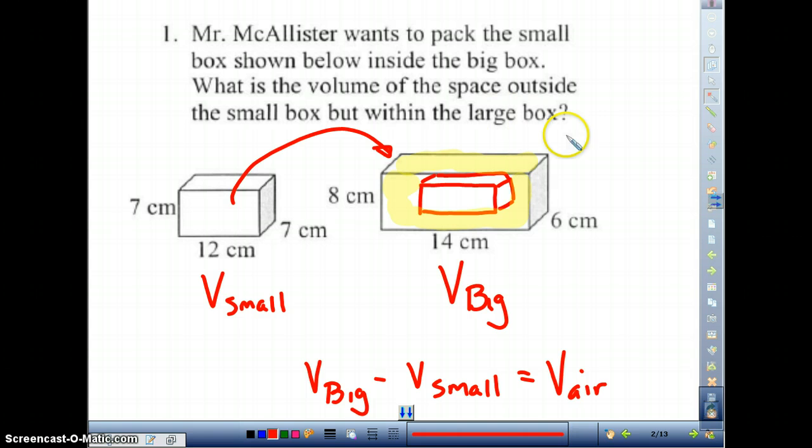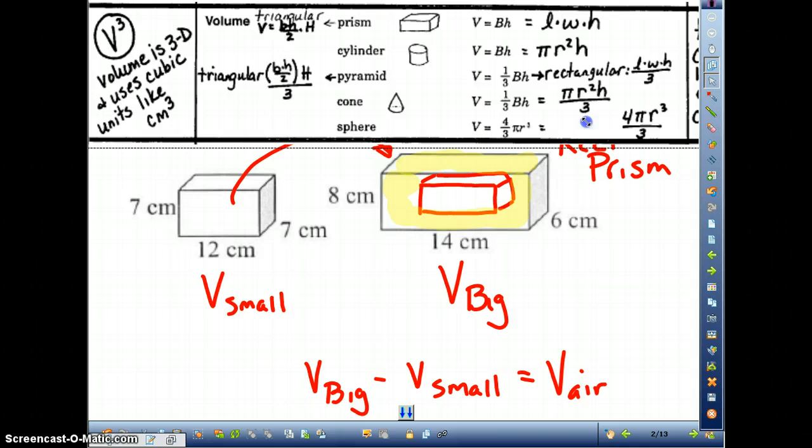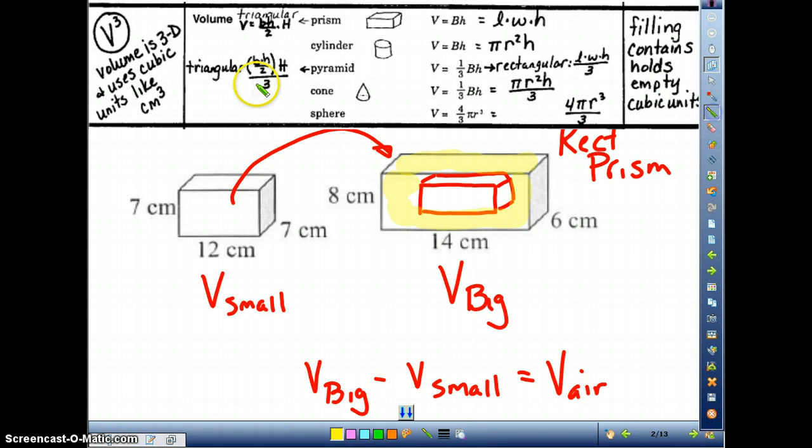Well, first of all, name the shapes. They're both rectangular prisms. I insist you write that down. And now you have to come up with a formula. This is where you're going to pull out your formula chart. Wow, looky, mysteriously my formula chart just appeared. You're going to go in there, find volume, find a prism, and then find the rectangular prism right there. So write that down.